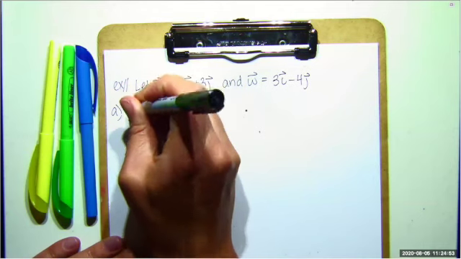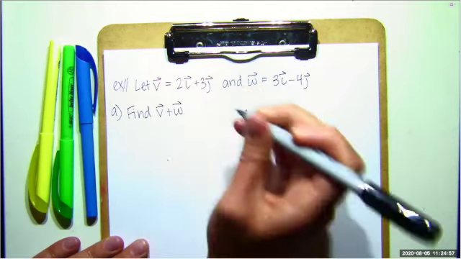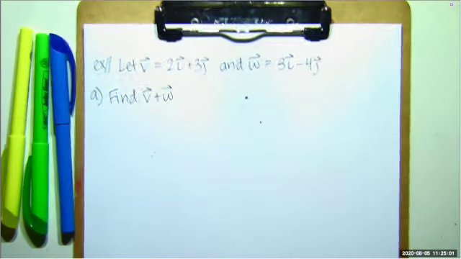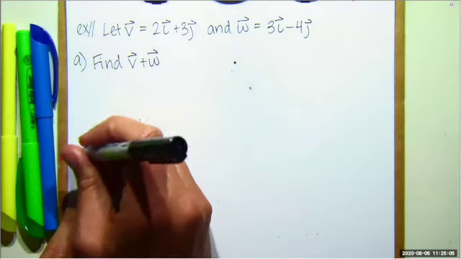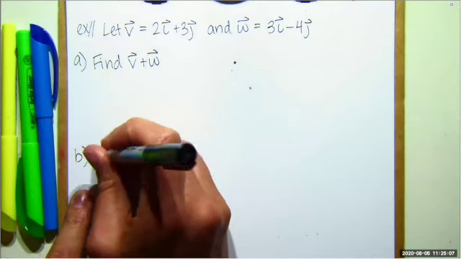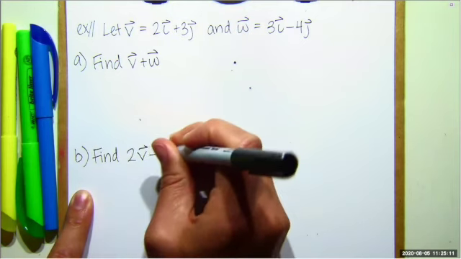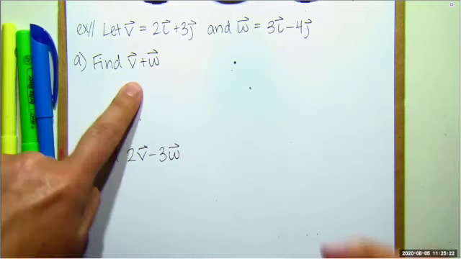A will find V plus W, and then we'll do, oh, let me zoom back in, sorry. And B will find 2V minus 3W. Okay, so first one, let's find V plus W.